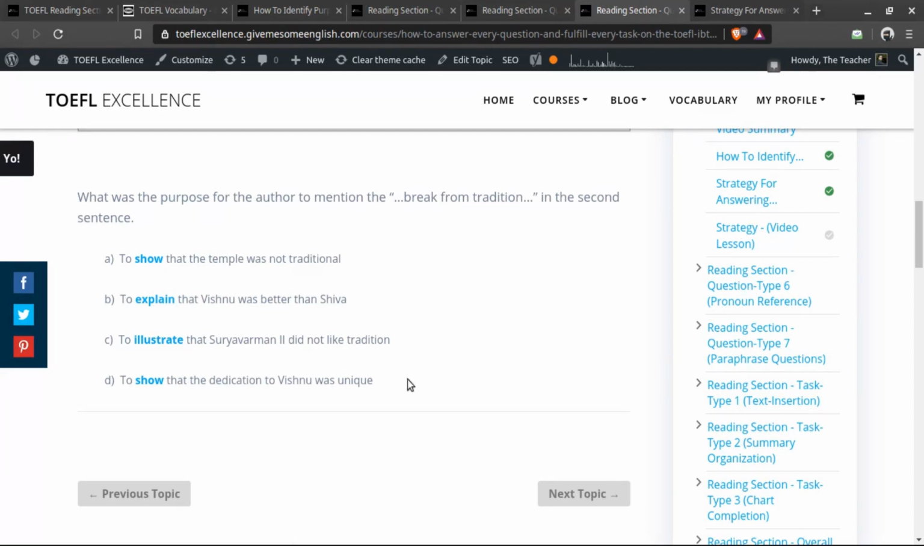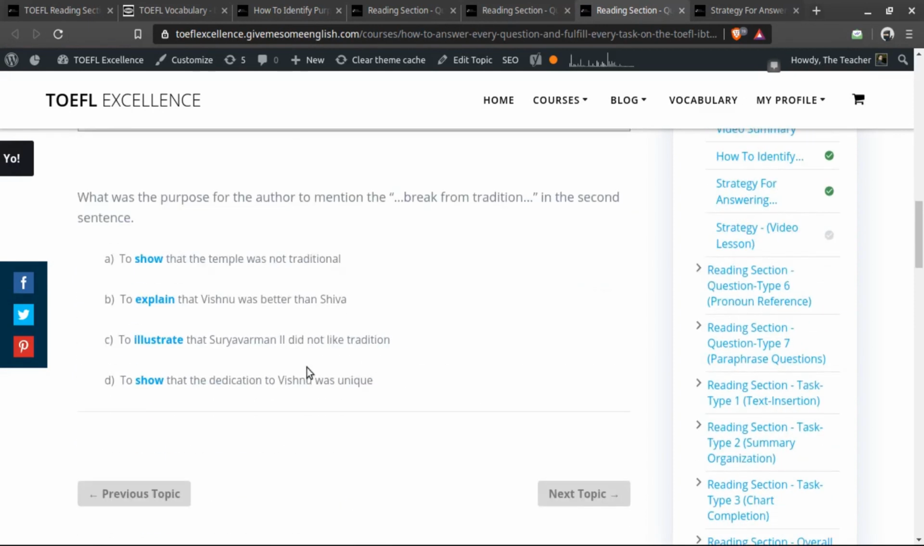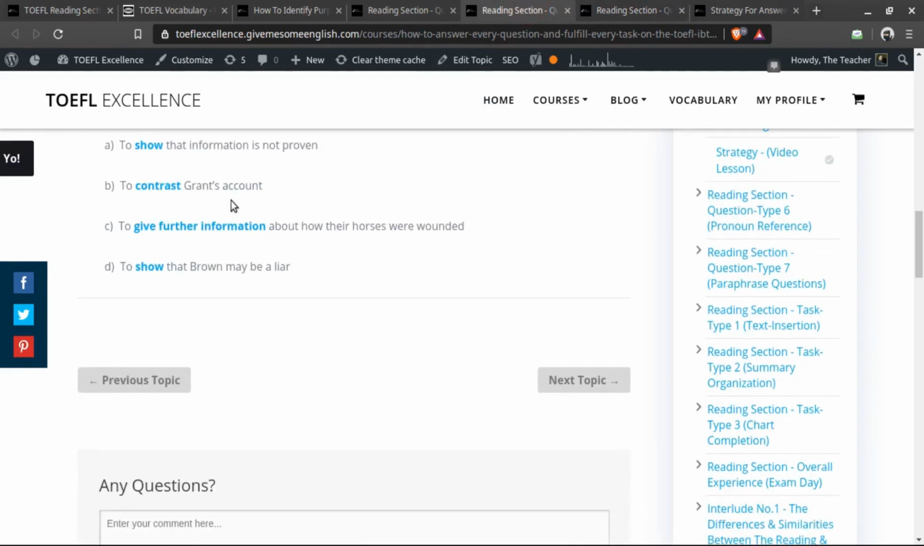Does the information in the reading passage fit with exactly what the verb is saying? Does it illustrate this point? Does it show this point? Does it explain this point? Does it give further information about it? If so, then that's the answer. Pick it and move on.